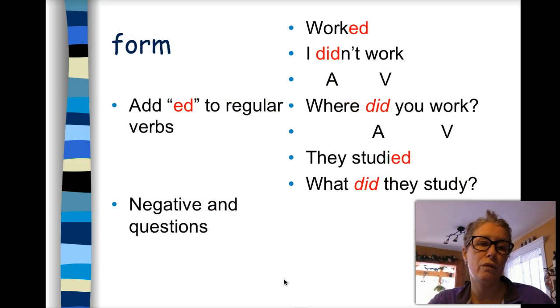So the form for regular verbs is just to add ed to a regular verb in the affirmative. Worked, I worked, he worked, etc. To make it negative, I take the ed from my verb and I turn that into my auxiliary. I didn't, so did is the past of do. I didn't, and then work. I can't repeat my ed here because it's already gone here. So this is my auxiliary, this is my verb.